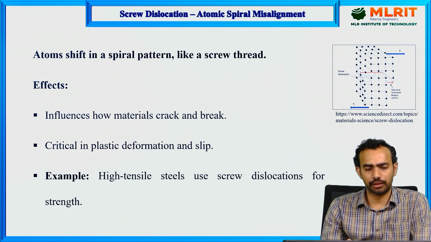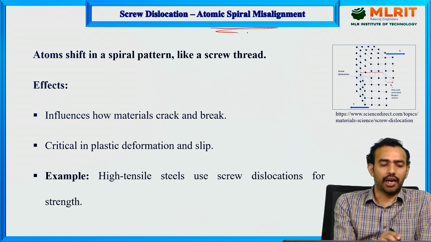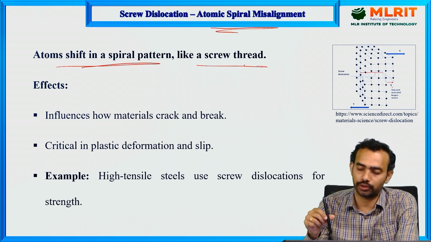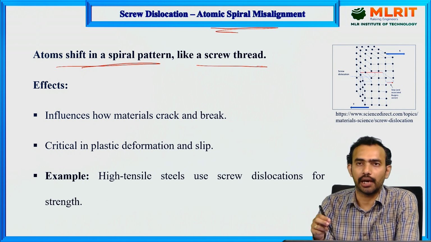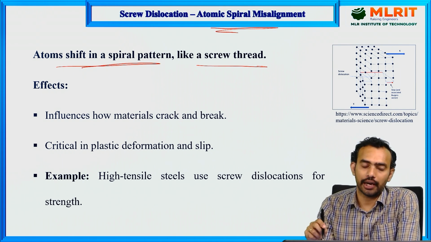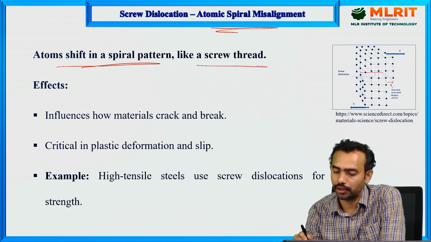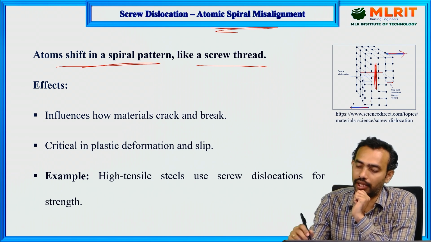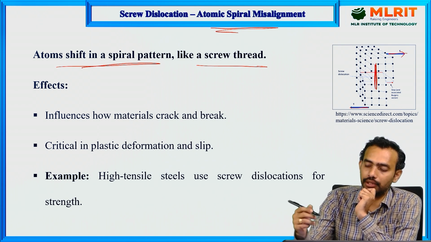Then if you look at screw dislocation, it's basically an atomic level spiral misalignment. Atoms shift in a spiral pattern like a screw thread. The way a screw thread moves forward and backward, clockwise and anti-clockwise, in a similar way atoms will be shifted in a spiral pattern. If you look at it closely here, you can see the shear stress being applied, and the way atoms are shifting along a particular axis, along a particular line. This is called the misalignment in a spiral pattern.